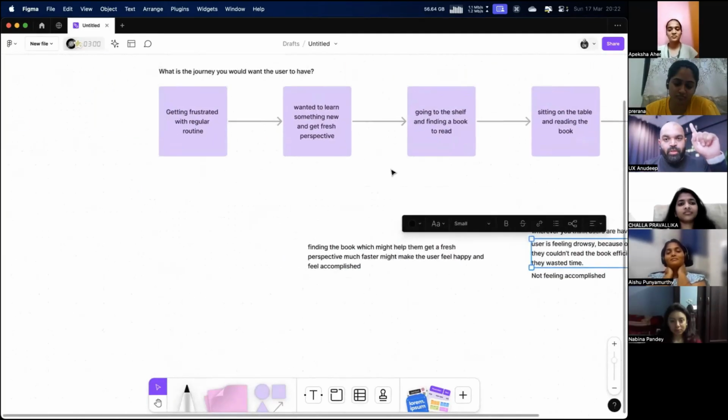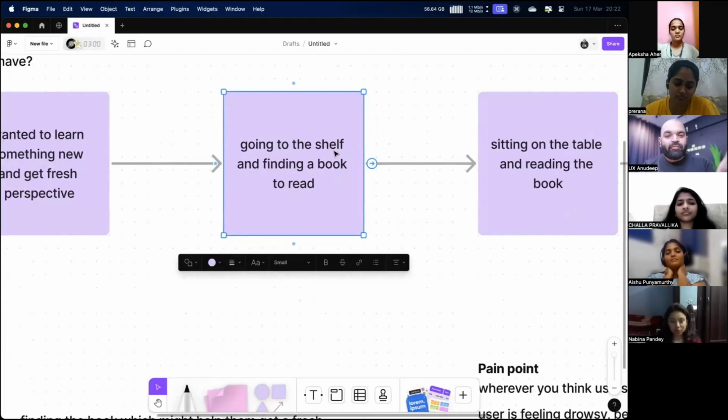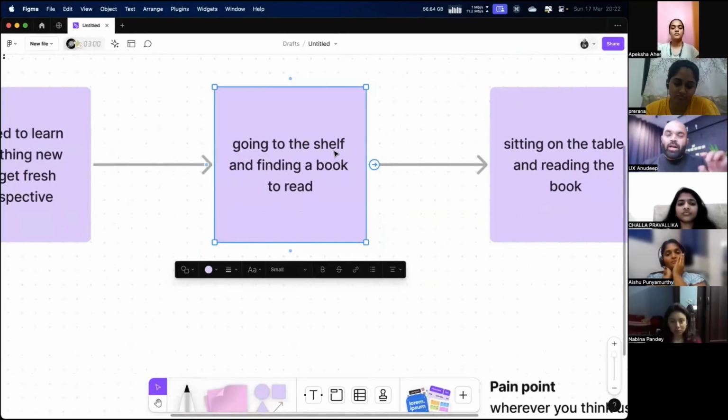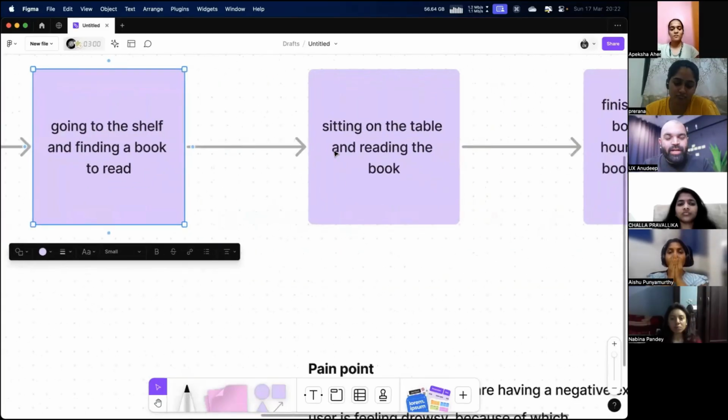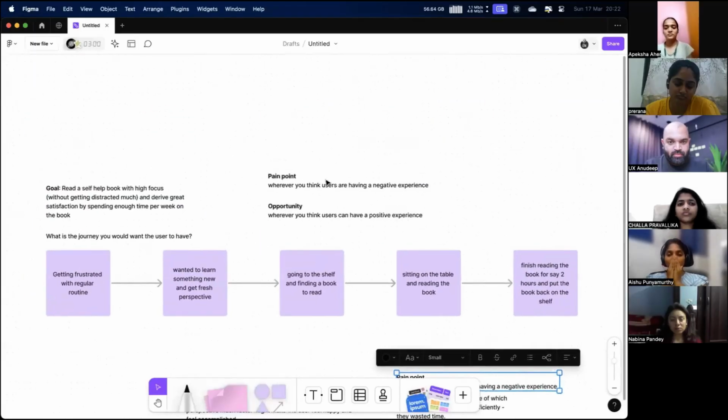Again, I'm telling you, you need to write details. You need to add details. Going to the shelf. What kind of a shelf? What kind of books? How are they finding it? What situation? Specific details. And the specific details need not be about an exact user. You understood from users that these are all the possible scenarios which can exist and you're writing them there. Add more details, then you will find out more opportunities and more pain points.